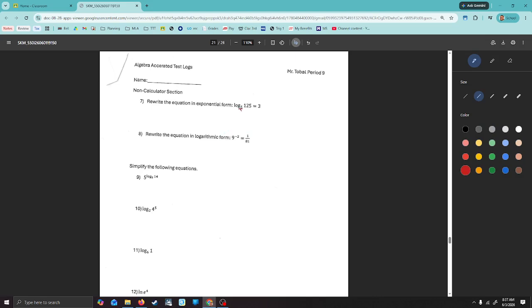Over here, when I rewrite this in exponential form, I have to bring the 5 to the other side. So 125 equals 5 to the third power. When I want to change this to log form, I'm going to take the 9 and bring it to the other side. So it's going to be negative 2 equals log base 9 of 1 over 81.